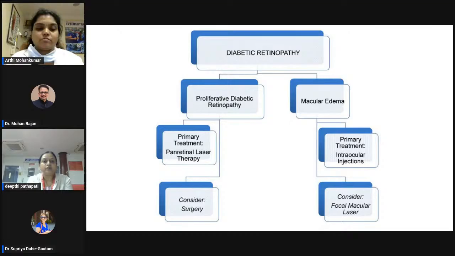Now, in diabetic retinopathy causing proliferative diabetic retinopathy, the first line of treatment is pan-retinal photocoagulation. In advanced diabetic disease, one can consider pars plana vitrectomy. In diabetic macular edema, the first line of treatment is intravitreal injections of anti-VEGFs, and steroid injections if it is center involving diabetic macular edema. In non-center involving, one can consider focal macular laser.